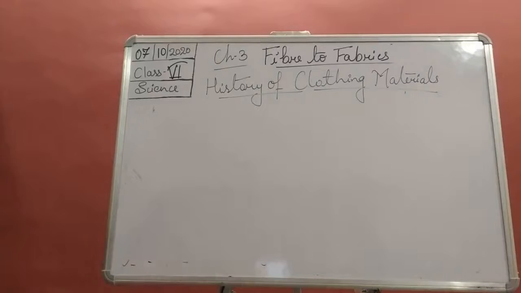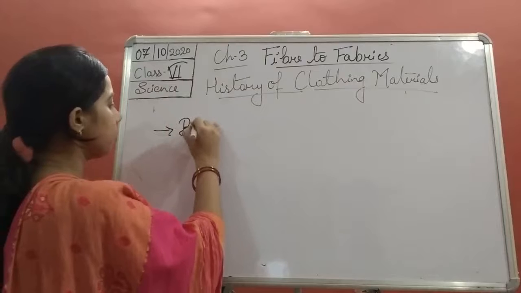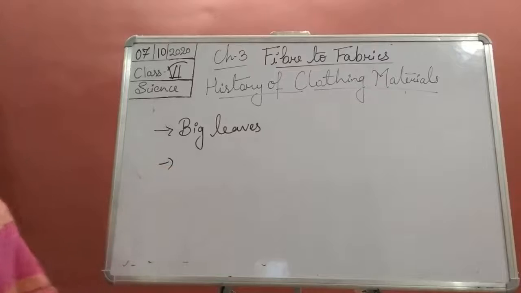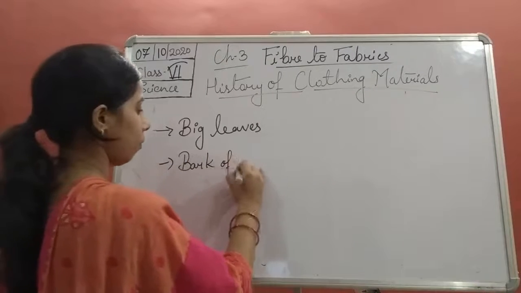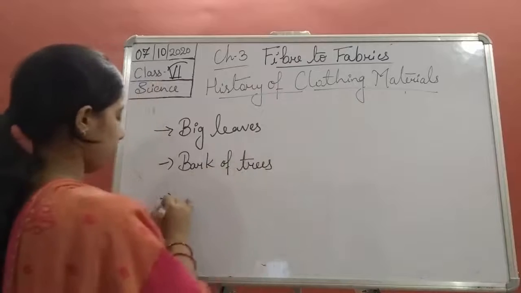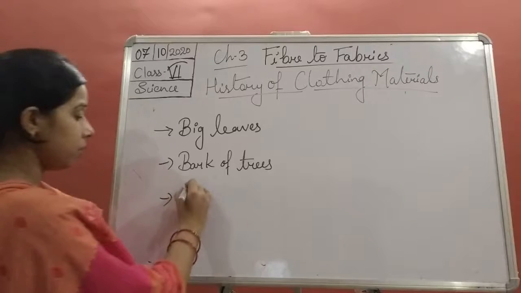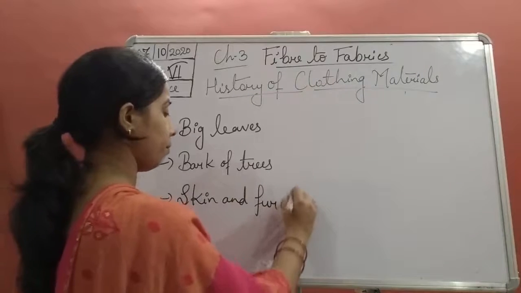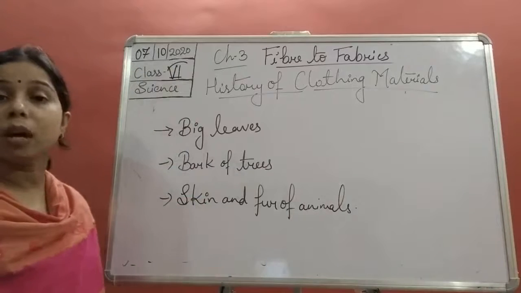So people earlier used to cover themselves using big leaves or the bark of a tree, students. They also used to wear the skin and fur of animals. So these are the different things by which people used to cover themselves.